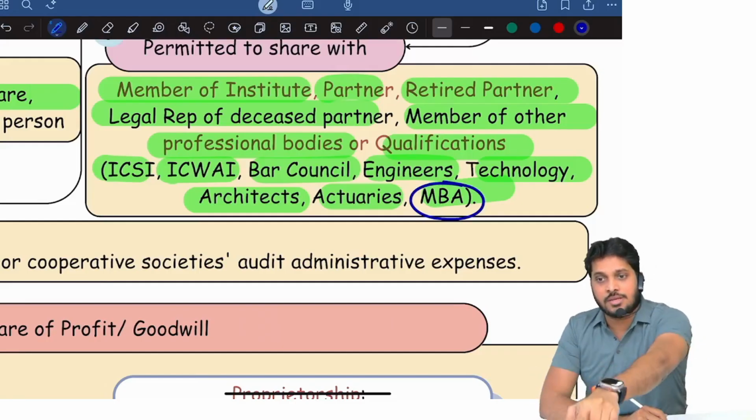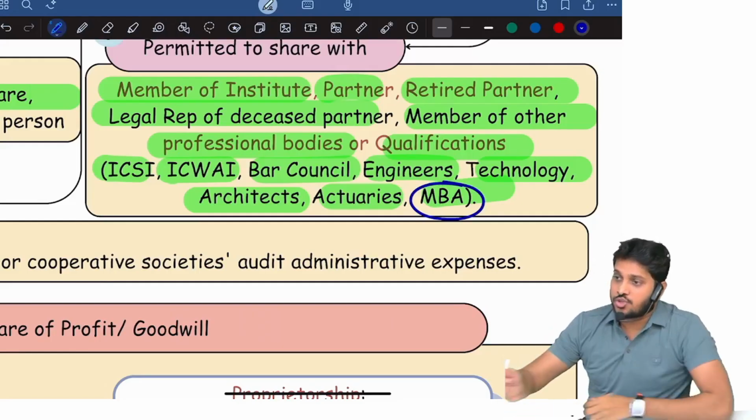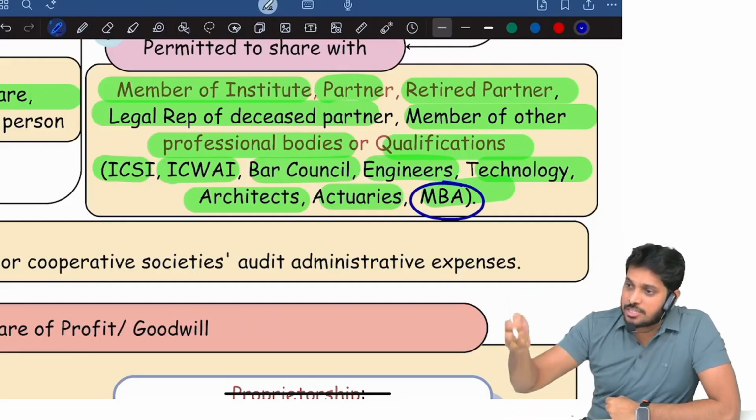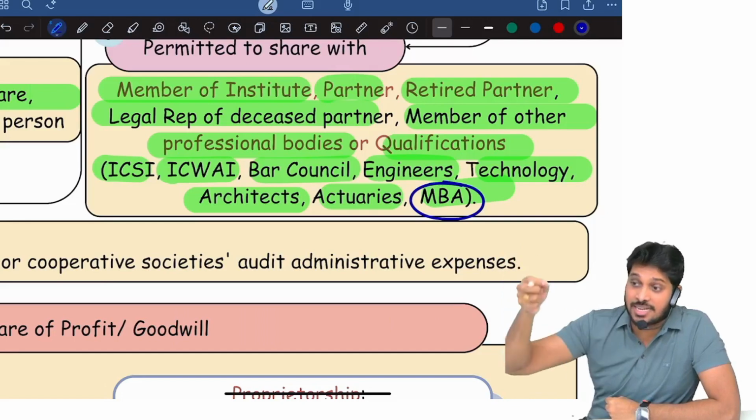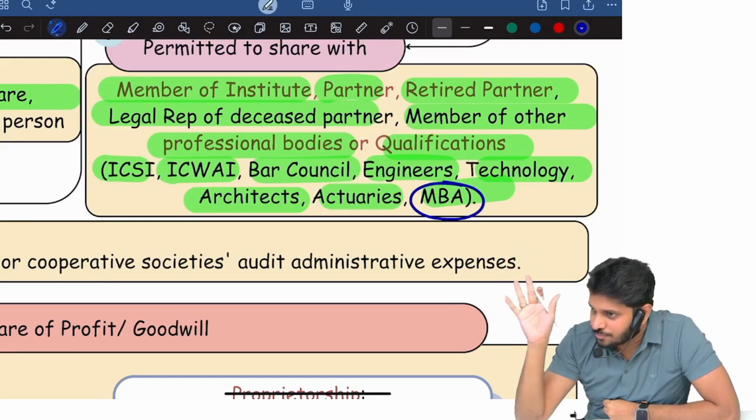They told it is guilty. They clearly mentioned MBA from local university. So local university means they did not clearly mention whether it is recognized or unrecognized. Only a recognized MBA university is permitted. Are you clear? All of you?